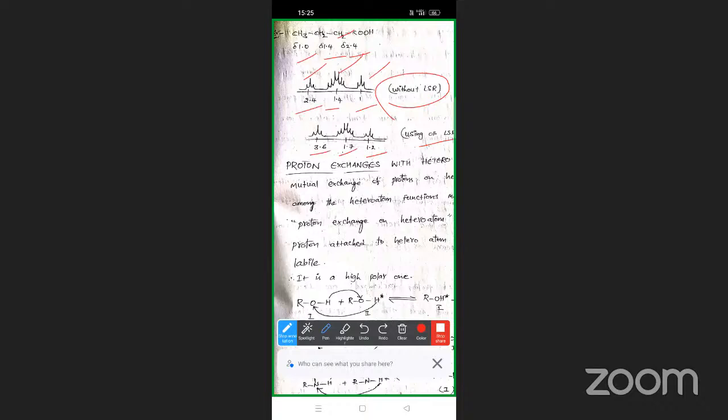So what is happening here? Separation of the signals is taking place. Earlier it is at 2.4 here, now it is 3.6. So you can see the increase in the distance between the signals. So the complex spectra are becoming simpler here. These are some techniques for the simplification of the spectra.